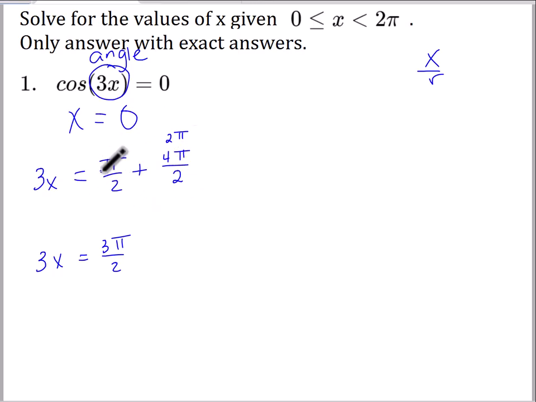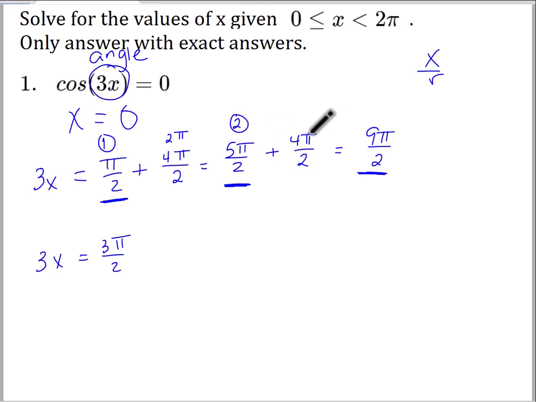So I have 1 pi over 2 plus 4 pi over 2 gives me 5 pi over 2 is going to be my next answer. So this is one answer. This is my second answer, but I have to do this again. And I need to add 4 pi over 2 again. So 5 pi over 2 plus 4 pi over 2 gives me 9 pi over 2. And this is my third answer. So this is like the first rotation. This is like the second rotation. And this is like the third rotation.